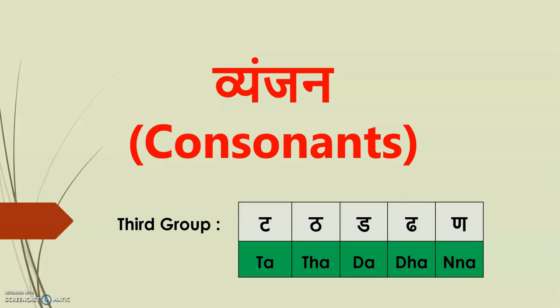The first one is T. The next one is Th. Then we have D. Then is Dh. And the last letter in the third group is Ana. Now I will be explaining the third group of consonants in detail with examples.